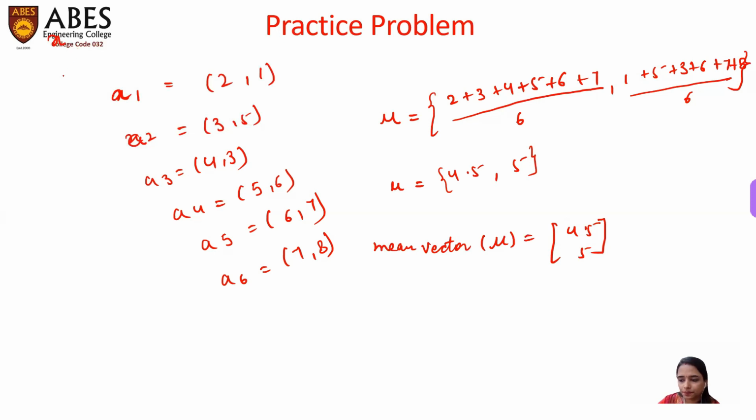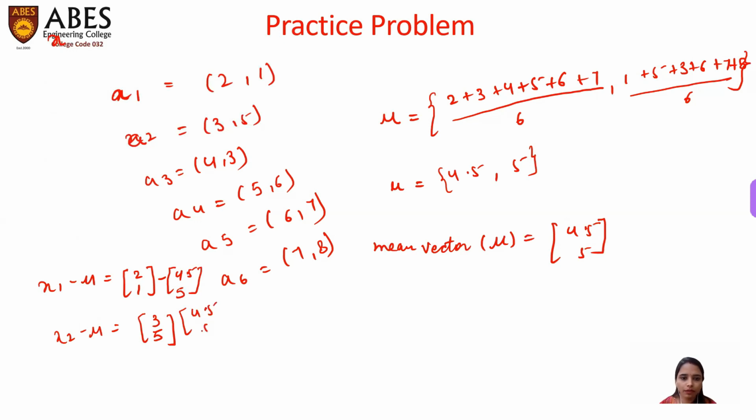So next, after calculating the mean vector, we need to subtract this mean vector from the given data points. We calculate it as x1 minus mu equals 2, 1 minus 4.5 and 5. For x2 minus mu, 3, 5 and 4.5 and 5. So for all 6 data points, we just subtract the mean value from the given data point. So we got the values after the subtraction.